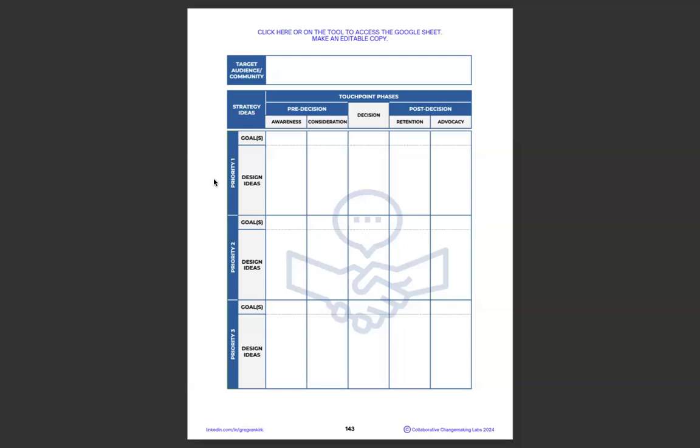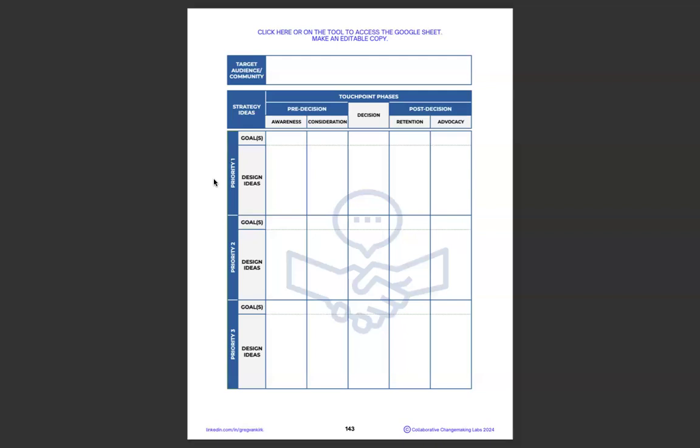What's our goal? We want people to be aware of what? Be aware of our solution, be aware of our program, be aware of a certain opportunity, right? Be aware that there's something out there that can help them achieve their goals, right? So what's the exact goal? And then design ideas. How are we going to design this touch point strategy? How are we going to design to achieve our goals? Then we're going to do the same. What's our goal with consideration? What do we want them to be considering, right? And then our design ideas.